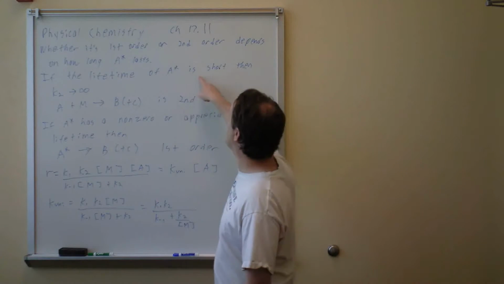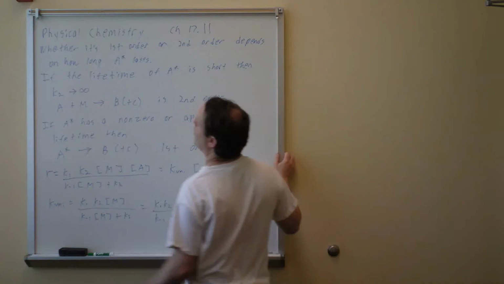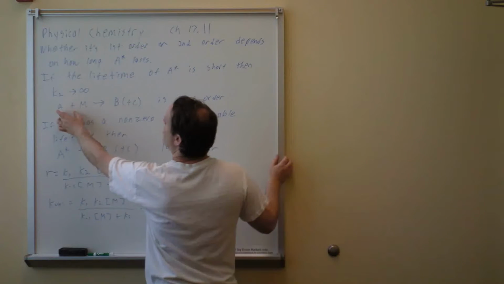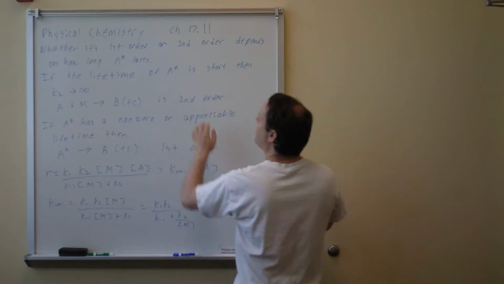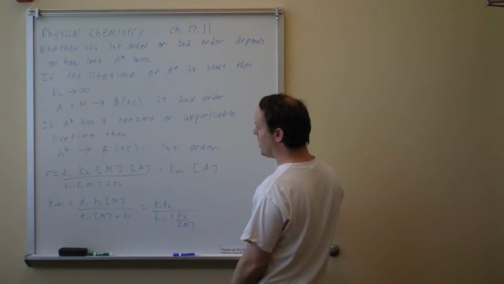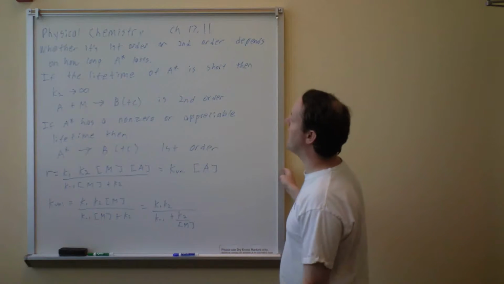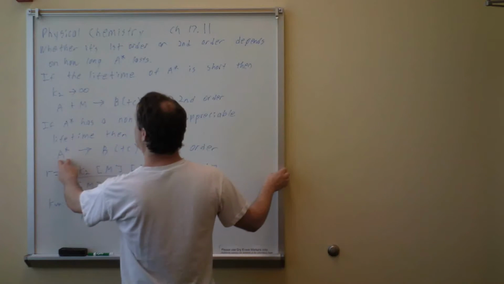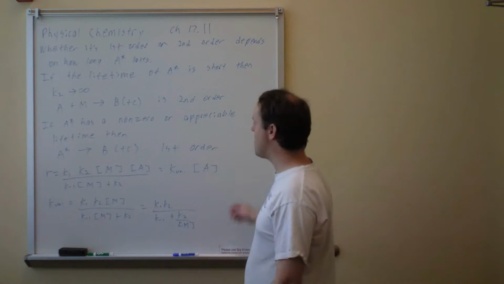For example, let's say the lifetime of A star is very short. Then that means the rate constant K2 is effectively going to go to infinity. So then it depends on the concentration of A and M going to B plus C. So that's second order, because the A star is not going to last very long. On the other hand, let's say A star has a non-zero, an appreciable, significant lifetime. Then we basically have A star going to B plus C, and this is a first order reaction.